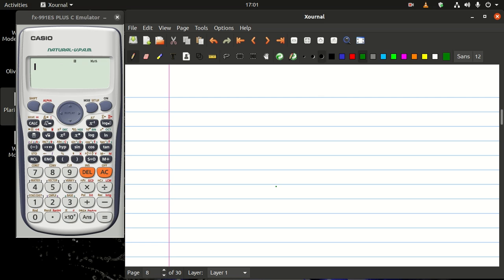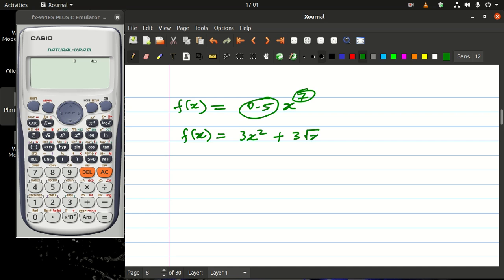Let me give some examples. Let's say we have f of x is equal to 0.5 x to the power 7. This is a polynomial because this is a real number and this is a natural number. And if you have f of x is equal to 3x squared plus 3 times square root x plus 2, this one we said this is a polynomial.